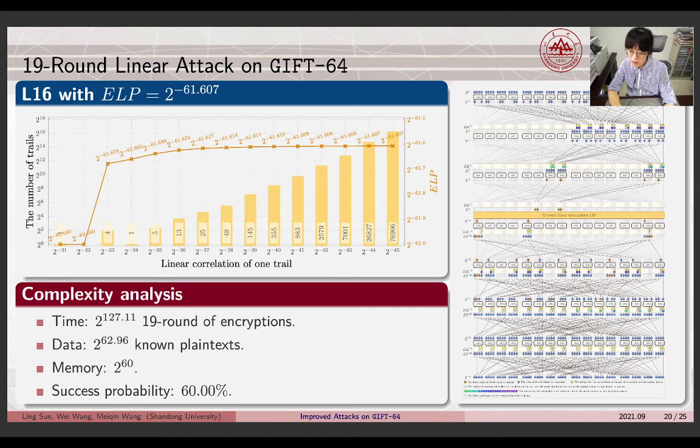Given that the time complexity of the 19-round linear attack is larger than 2^127, we claim that the success probability of the attack is 60%, and it cannot be improved by repeating the entire work, as the time complexity will go beyond 2^128.